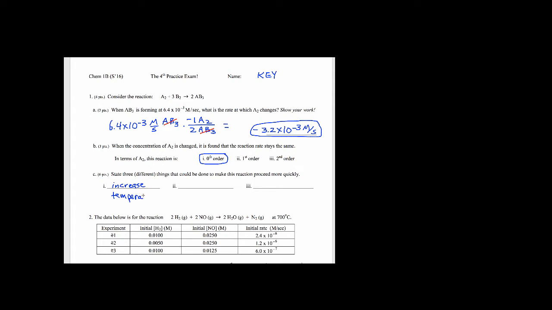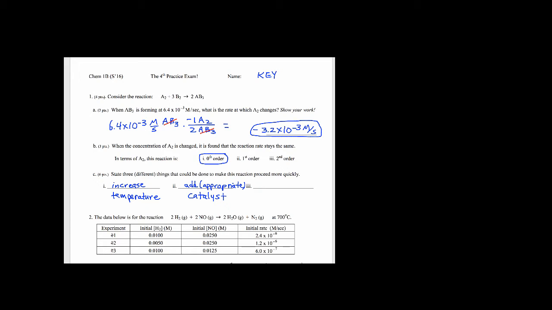We could add an appropriate catalyst. And note the catalyst has to be one that works with this reaction to speed it up. So a catalyst would provide a pathway with a lower activation energy. Increasing the temperature means the molecules collide on average with more kinetic energy, and more molecules have enough kinetic energy to overcome the activation energy.